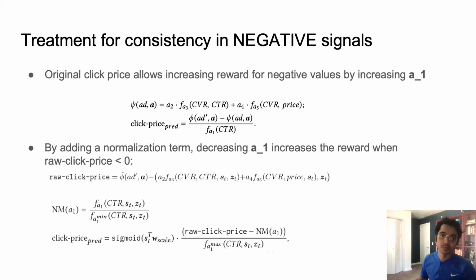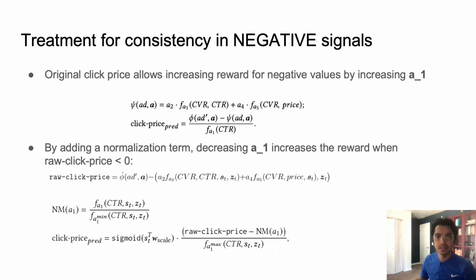We observe that it is possible for the reward signal to be negative, and when this happens, the reward signal cannot be kept consistent with the learning goal. To see this, consider the case when the click price prediction is less than zero. To keep consistent with the monotonic nature of FA requires that we decrease the A coefficients when the advertisement is negative. However, due to the A1 coefficient being part of the denominator of the reward function, the agent can increase the reward by increasing the value of A1. This undermines the agent's ability to learn the reward consistently.